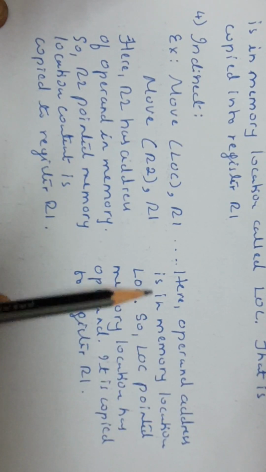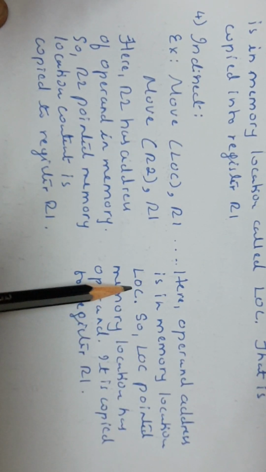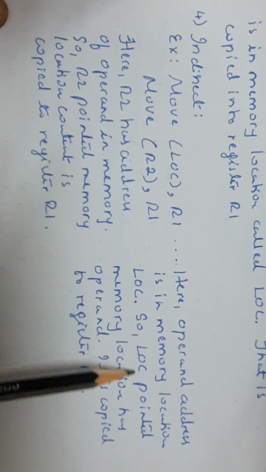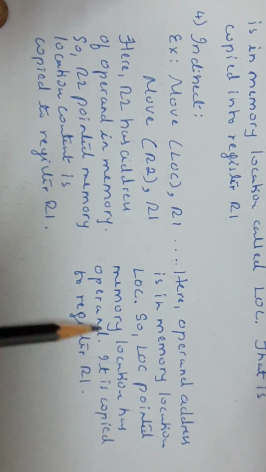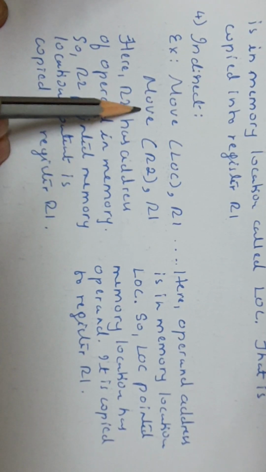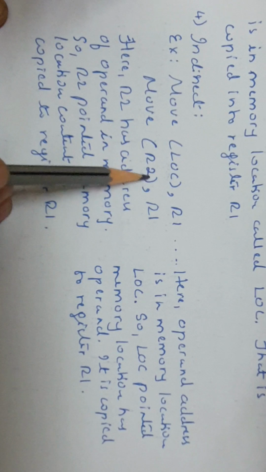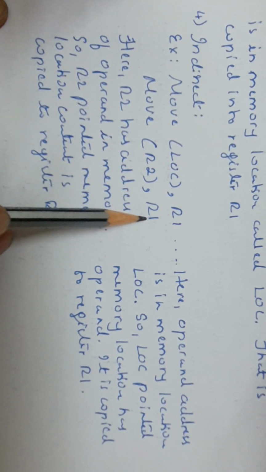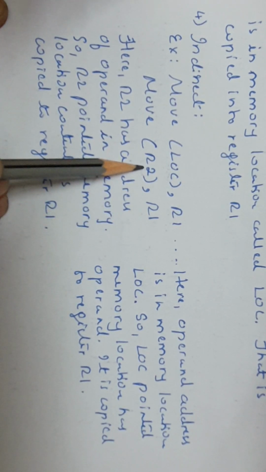Here the operand address is in memory location LOC, not the operand. So the LOC pointed memory location has the data or operand that is copied to register R1. So another example here is move (R2), R1. Here R2 has some content that is not the data or operand.